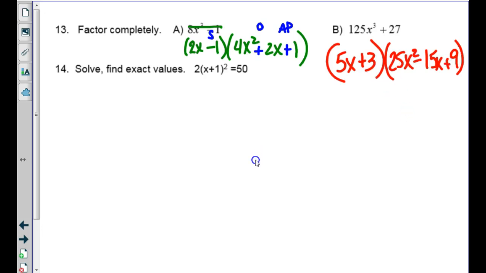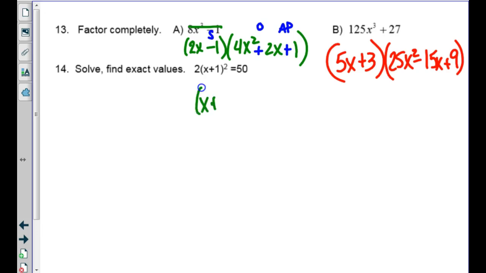And it will not factor again. What would you do to number 14? Because this should be like the easiest question on the test. Somebody's going to say square it, somebody's going to say distribute, both of which are not my suggestion.